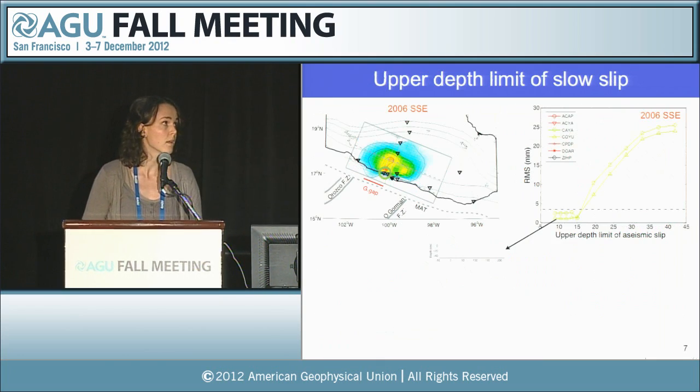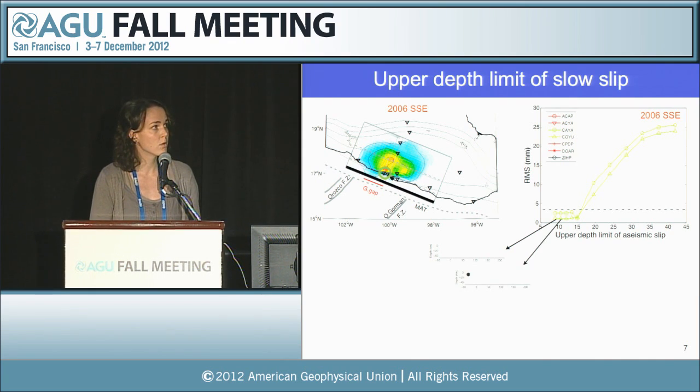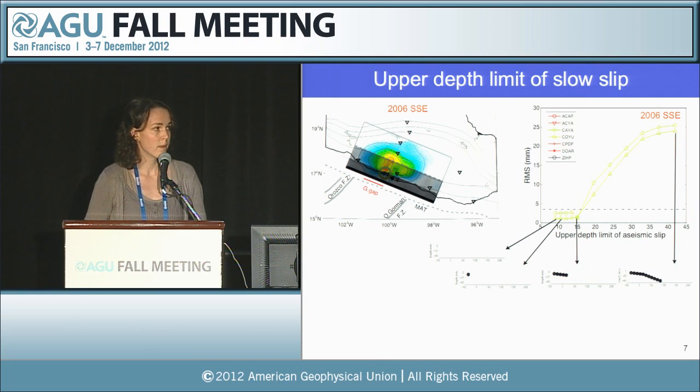That's why, to better constrain the upper depth limit of slow slip, we perform inversions in which we block the slip to 0 in the most shallow segments. In this figure, you see the misfit as a function of the upper depth limit of the aseismic slip. The first dots correspond to slip that is allowed everywhere on the fault. Then we block the slip to 0 on the first line, then on the first 4 lines, etc., up to blocking half the fault plane.